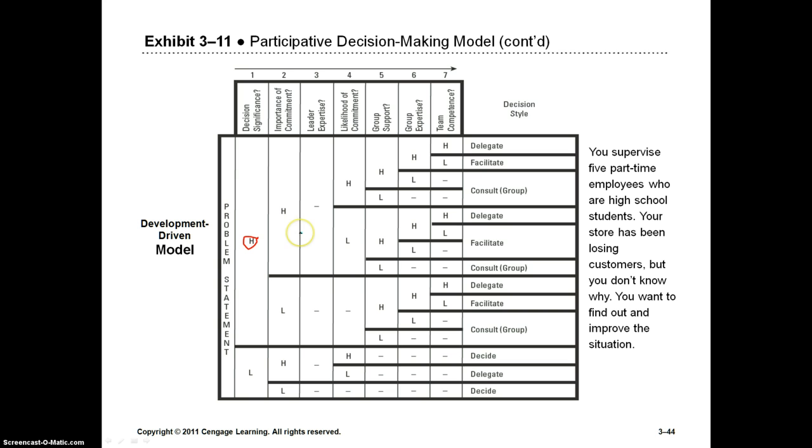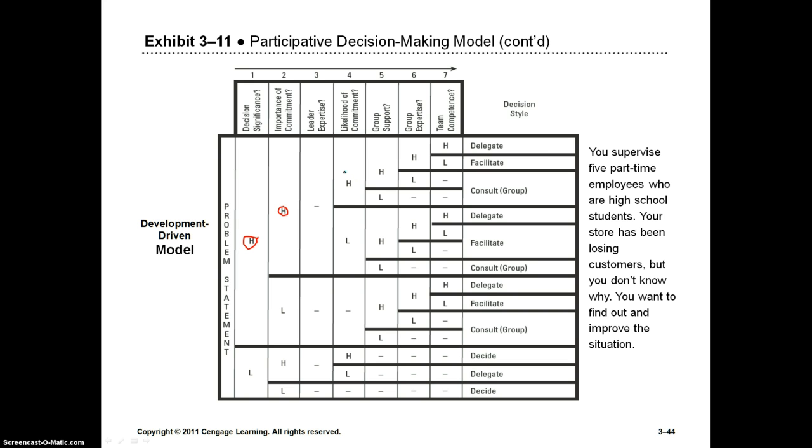How important is commitment? If we make a decision to stop losing customers, how important is it that this crew comply? It's very important. So we're going to put high on that. It's hard to argue that one. Remember, with the development-driven model, we'll never answer question number 3. So now we have to answer question 4, likelihood of commitment.